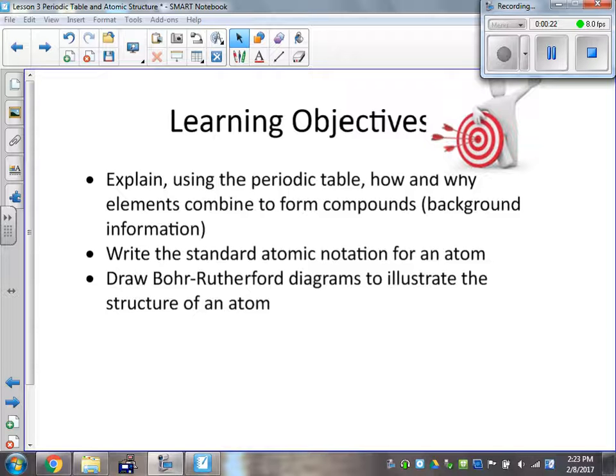Okay, so today our goal here is to, of course, explain using the periodic table how and why elements combine to form compounds. Write the standard atomic notation for an atom. So what does that look like if we were to write out a specific atom? And also draw Bohr Rutherford diagrams to illustrate the structure of an atom. Usually we just call them Bohr diagrams, and when we get to Chem 20.